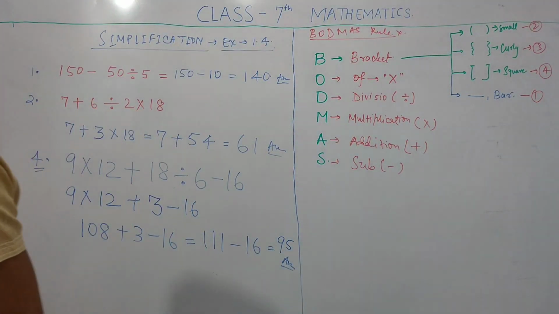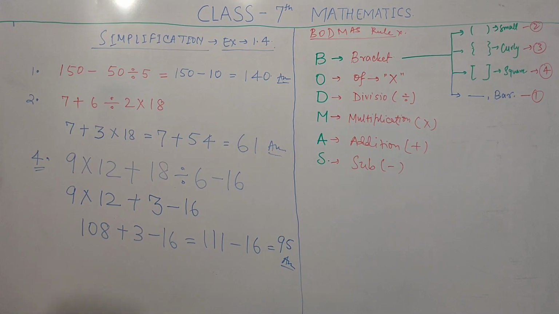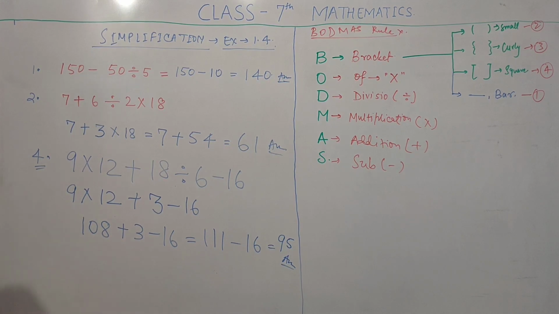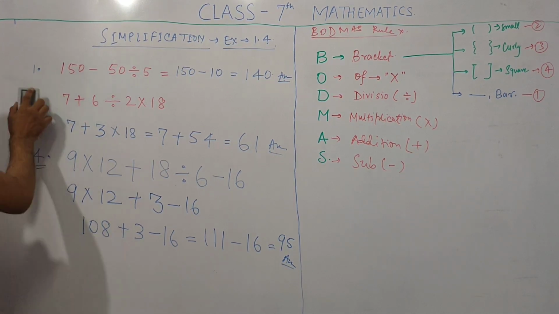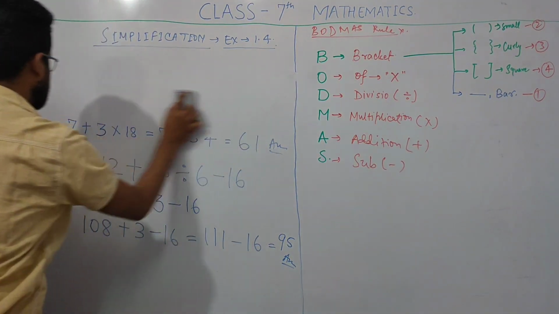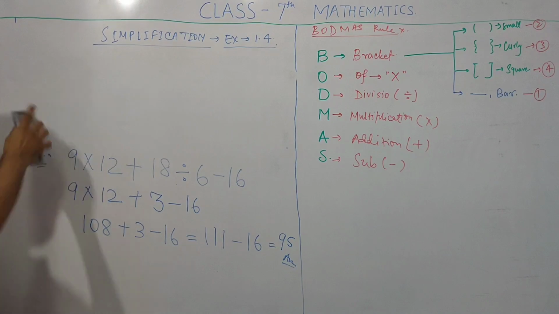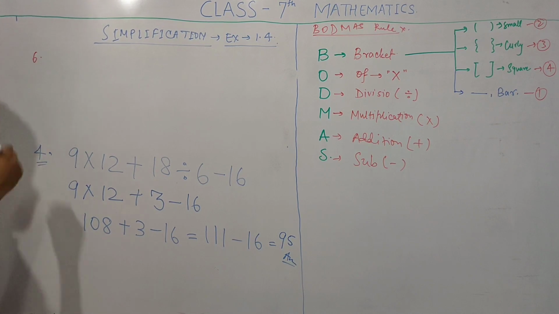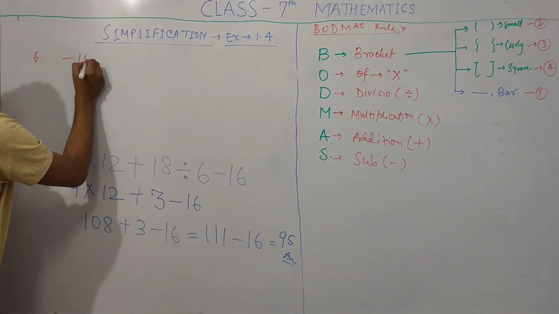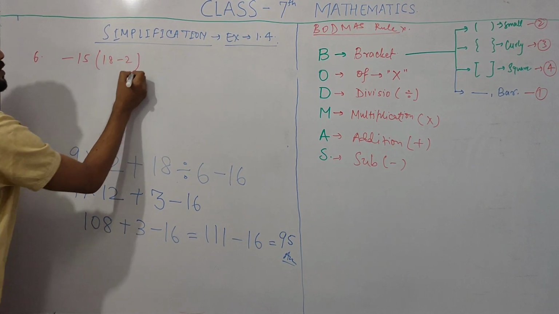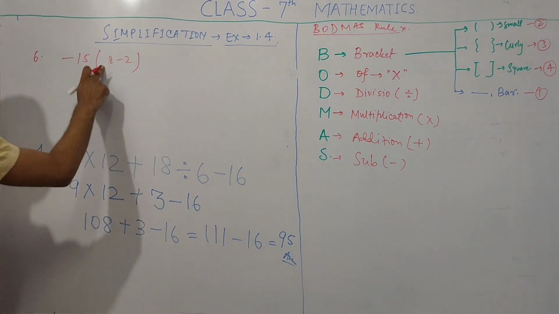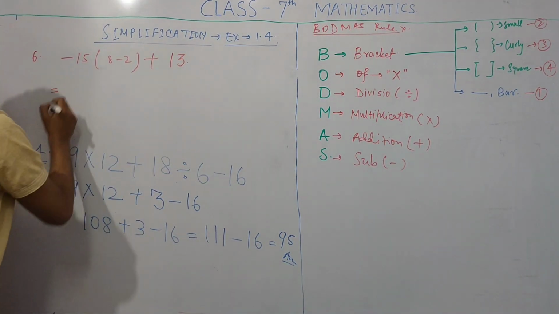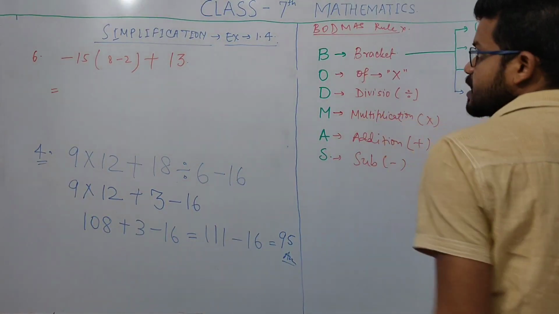Now come to question number 7. Before 7 I solve question number 6. Question number 6: minus 15, 8 minus 2 plus 13.